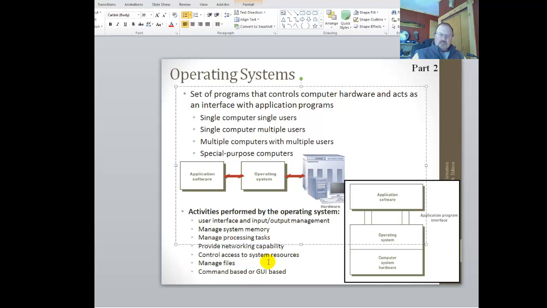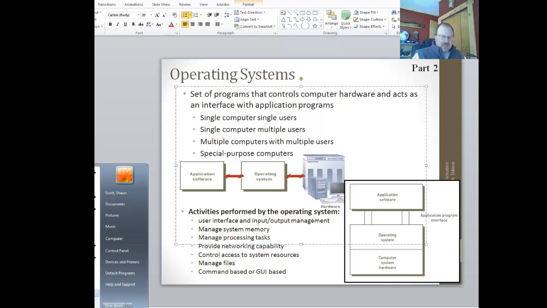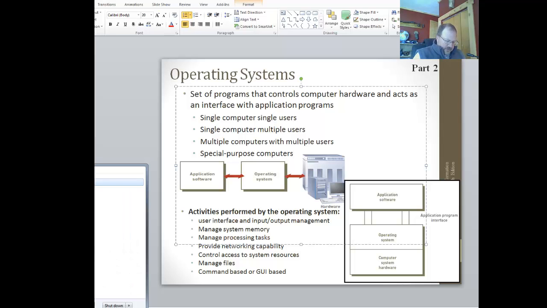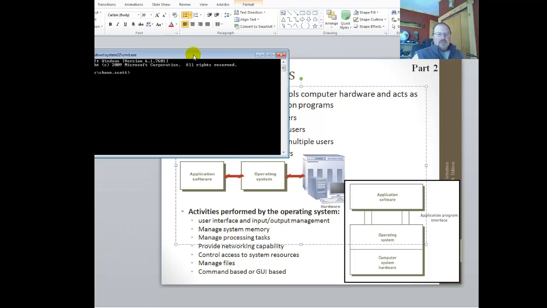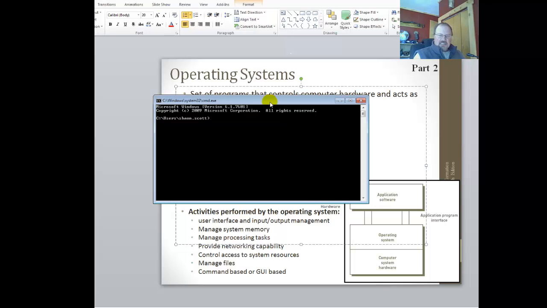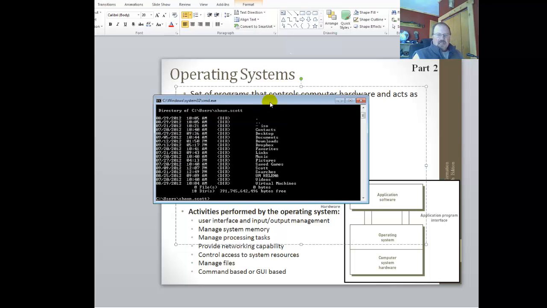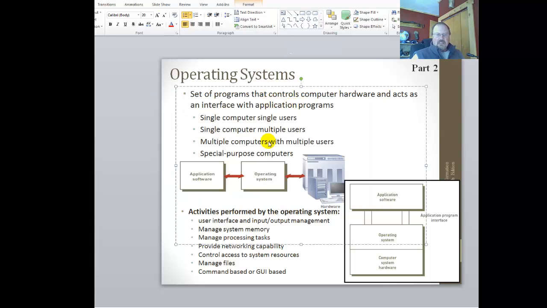The GUI is a graphical user interface. Your command prompt, if I just type in CMD, this is what a command prompt looks like. Some of you have seen this, some of you haven't. I just type in commands to actually make that work. So you'll use that quite a bit in Linux. But a GUI is the graphical interface. The command-based is the text-driven, or command-driven. You'll use both of those.